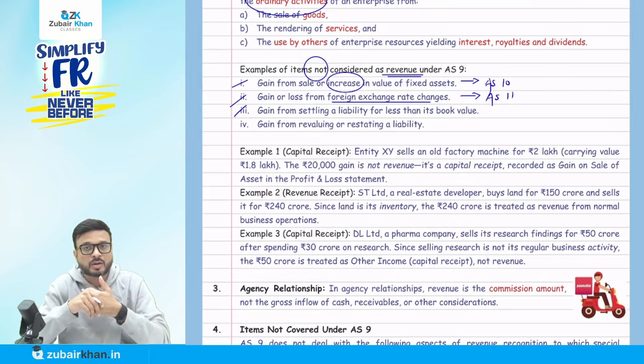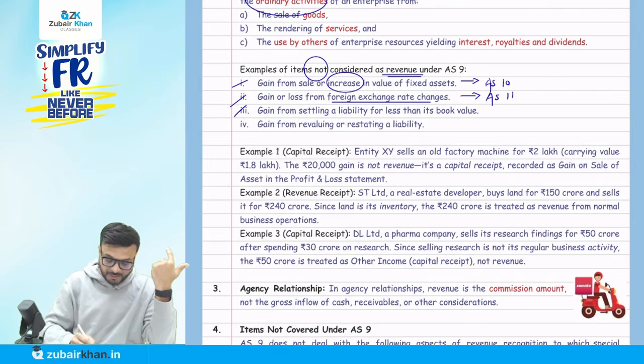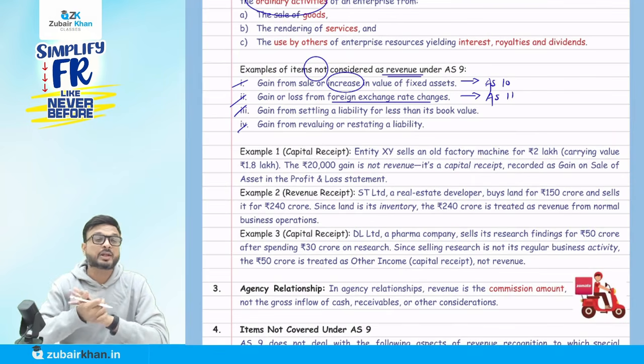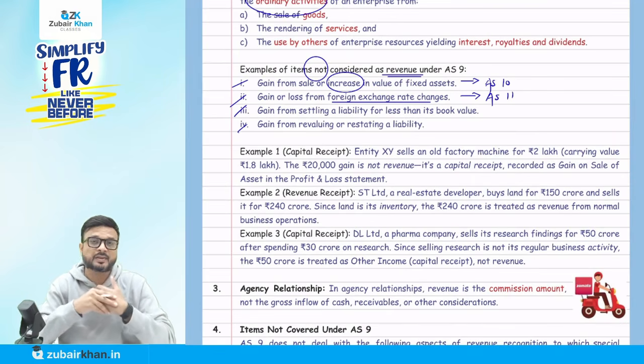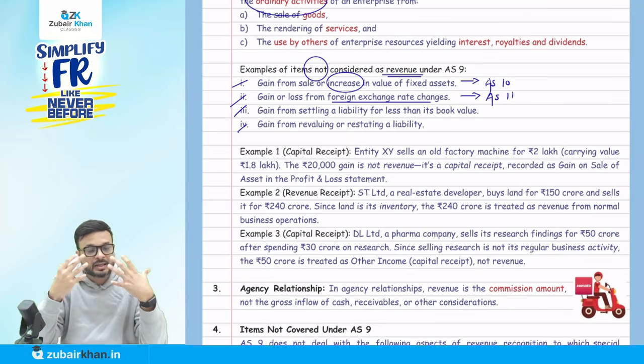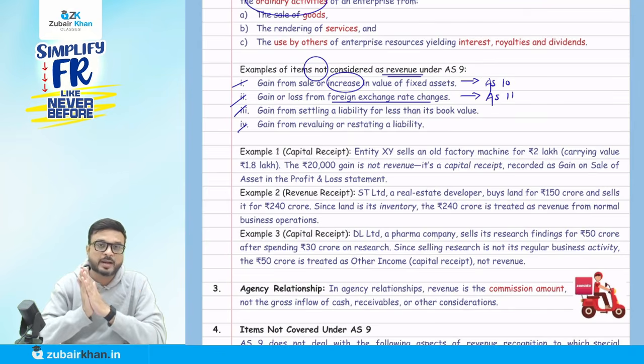Okay, that is also not going to be covered by AS 9. Then they say gain from revaluing or restating liability. It means a gain from revaluation. We will also cover revaluation or restating of a liability in the internal reconstruction chapter. So we are doing the settlement of the liability at some other value, the revaluation of that liability. If some gain happens, that is also not going to be covered by Accounting Standard 9.